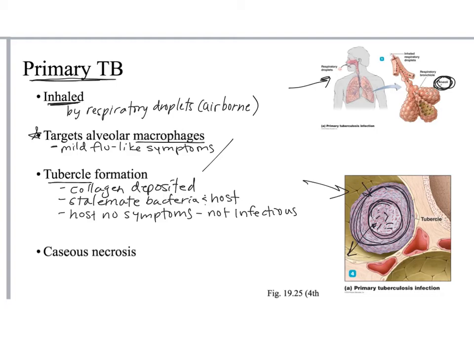Usually when they break out, this tubercle has gone through a period of caseous necrosis. That's just some abnormal cell death where the center of this tubercle turns to kind of this cheese-like consistency. That's where the word caseous comes from. Remember, necrosis is death of tissue. So at this point, we're going to have live bacteria spilling out back into the lungs.